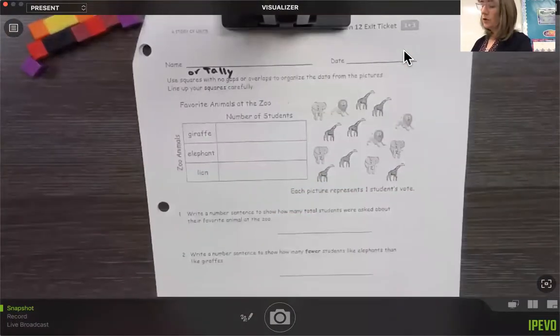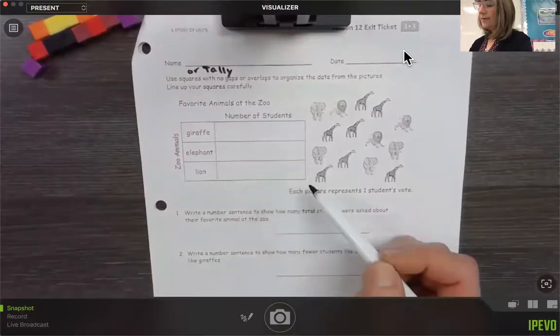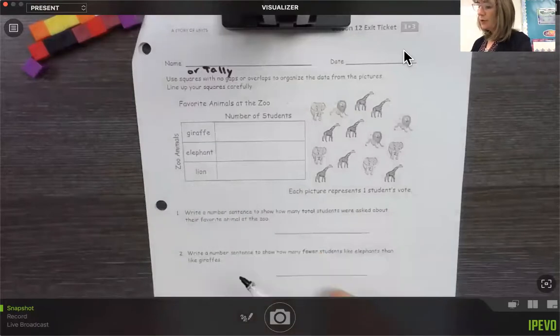Okay, so you're going to make a graph looking at how many giraffes there are, elephants, and lions. Then you're going to write a number sentence to show how many total students were asked about their favorite animals at the zoo. And so think about the keywords like total, right? And add and put all those numbers down here. And if you can, go ahead and do the answer to it.